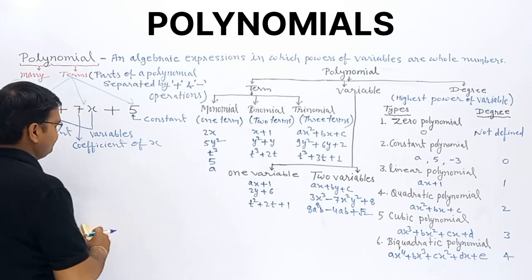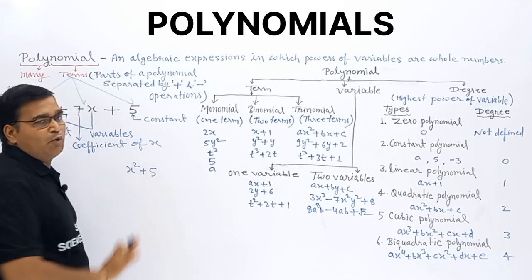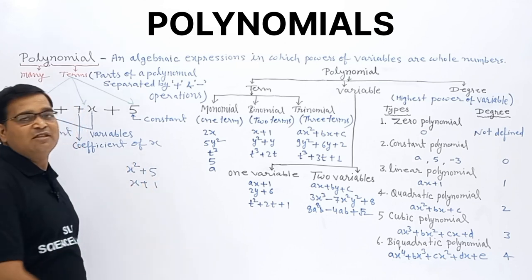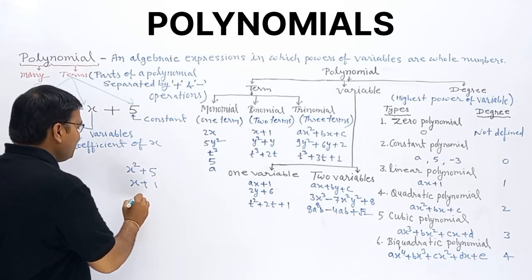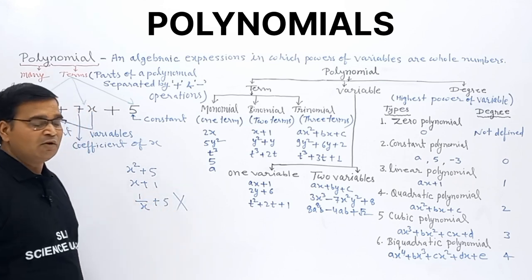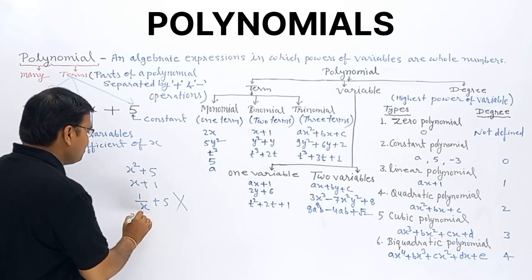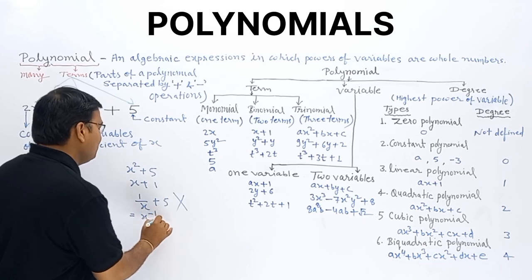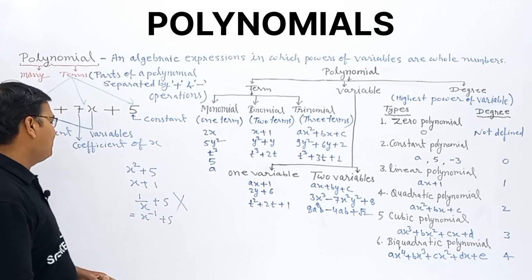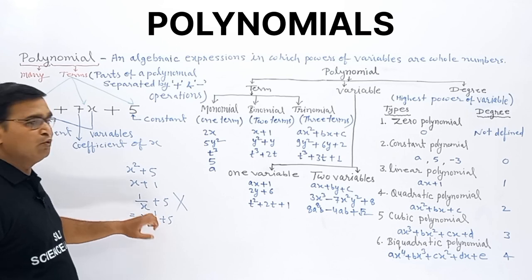If we have x square plus 5, this is a polynomial. X plus 1, this is a polynomial. Now next I am taking 1 upon x plus 5, this is not a polynomial. Why? Because once we bring this x from the denominator to the numerator, it converts like this: x to the power minus 1 plus 5, and the power of the variable is negative. So the power of the variable is negative, so we cannot use it.